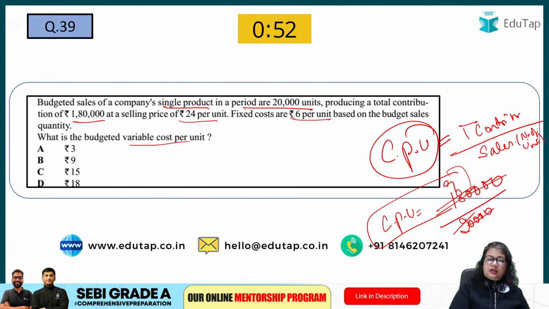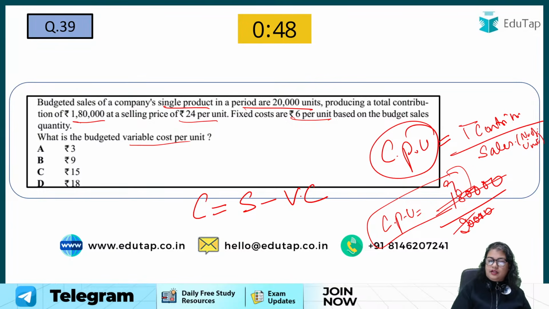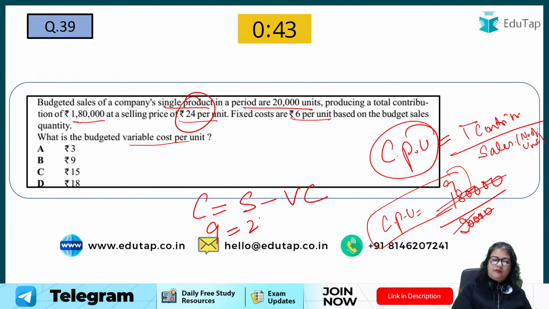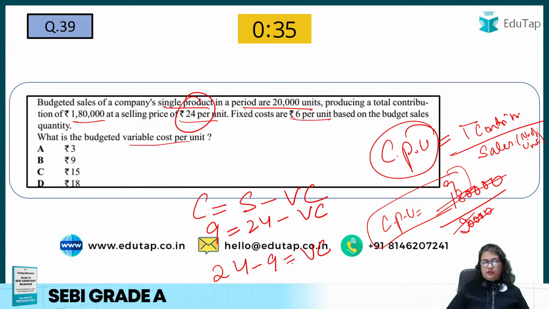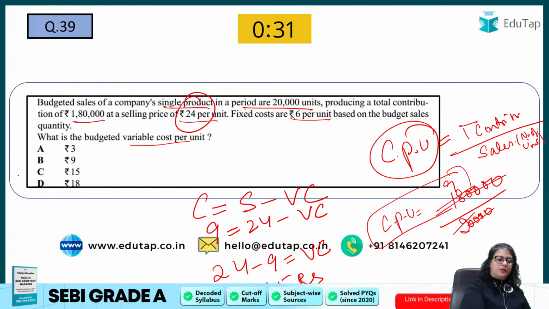Now, can I say contribution is equal to sales minus variable cost? Right? Contribution is 9. Selling price is given as 24. Variable cost is not given to you. So can you calculate this? So this will be 24 minus 9 is equal to variable cost. So this will be how much? 15. This will be 15 rupees. So hence the answer is option C.